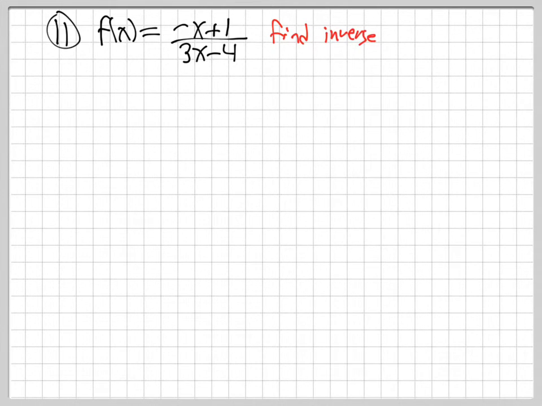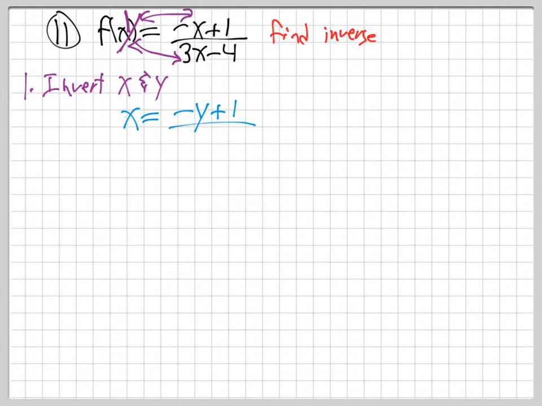So how do we find an inverse function? Step 1, you invert x and y. And this is y right out here. So we trade spots, right? The y's become x's, the x's become y's. So we get x equals minus y plus 1 over 3y plus 4. Okay, and then step 2, solve for y. So switch x and y, solve for y.